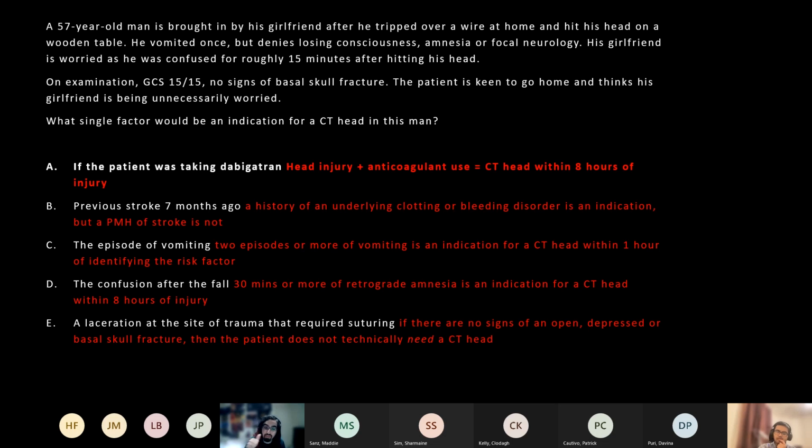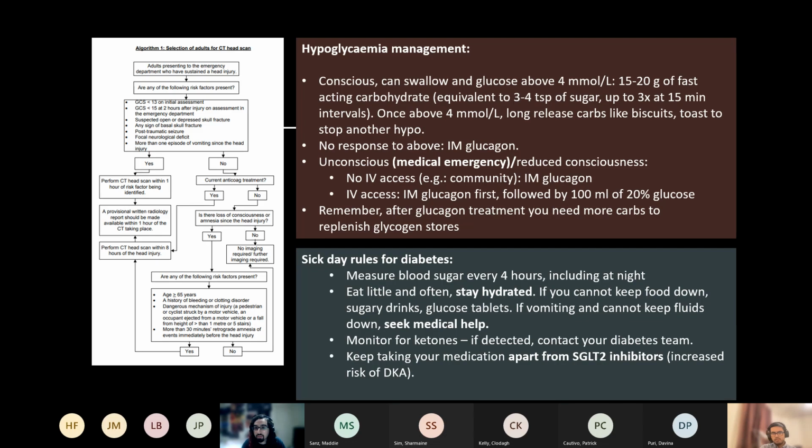So we've said monitor your BMs regularly, take your medicine apart from SGLT2 inhibitors, stay hydrated, because remember, that's what kills people in DKA. It's the dehydration. Stay hydrated. If you can't keep food down, sugary drinks, things like ice cream, glucose tablets, and the other really important thing is monitoring for ketones.